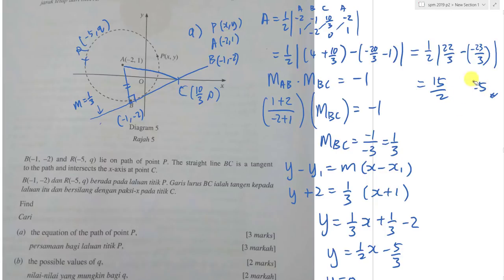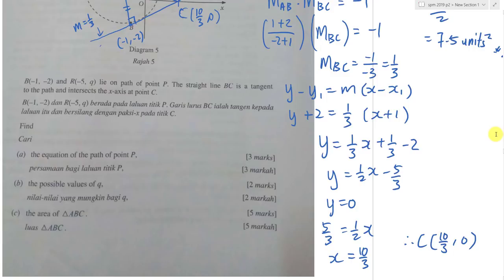Okay, but normally you don't write 2 equal like this. Okay, it's equal to 7.5. Yeah, if you want, you can write the unit square. It doesn't matter. Alright, this is how I solve this kind of 10-mark question.